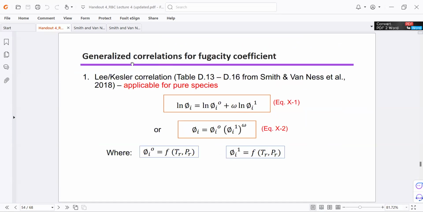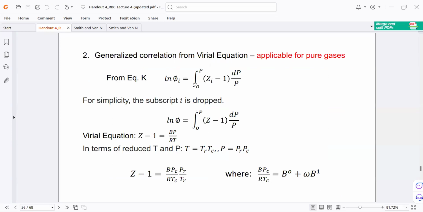The next approach in calculating phi... Oh, so by the way, an important note before we move on. For the first approach, the Lee-Kesler correlation, we're under the generalized correlation. This is applicable for pure species only. So please take note of that. This condition must be true. And then for pure gases, we can also use the generalized correlation from the virial equation.